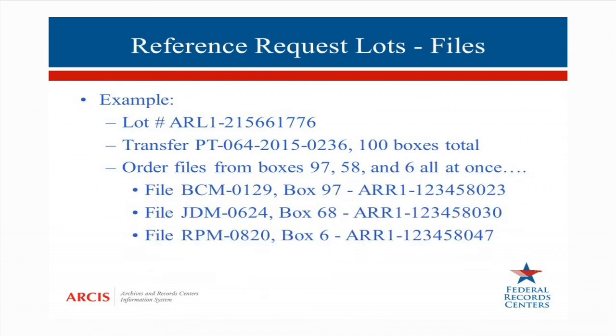For files, it's essentially the same process. From a single transfer number, a user could order file BCM0129 from container 97, file JDM-0624 from container 68, and file RPM-0820 from container 6, and so on.